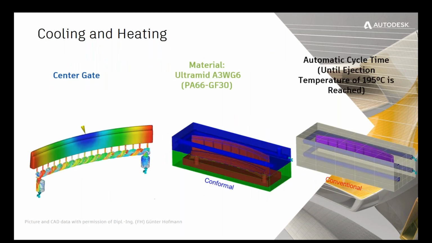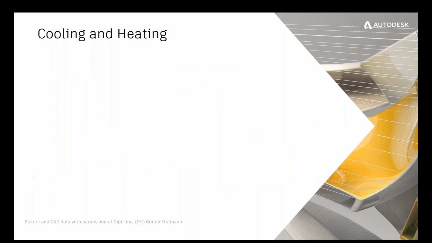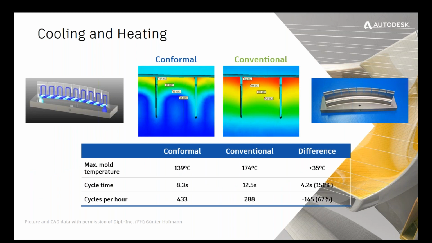Here we'll look at another example. This example shows the part center gated with a nylon material and conformal cooling versus conventional cooling. Broken down, we can see the maximum mold temperature, cycle times, and cycles per hour with conformal versus conventional cooling. The difference is 35 degrees Celsius with a 4-second cycle time savings and 140 shots per hour. That's huge.